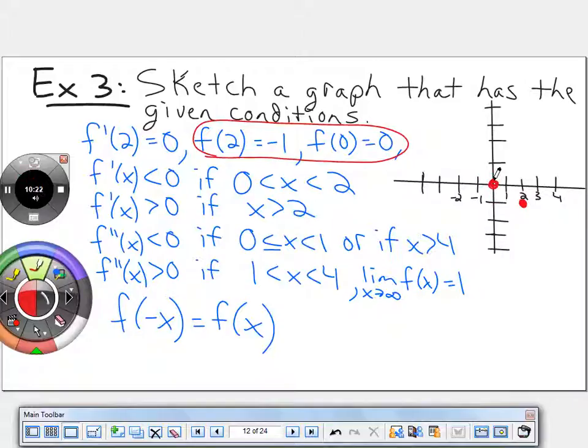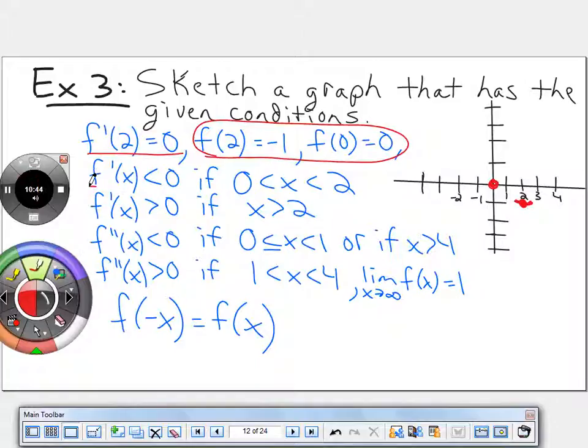And then you just kind of go from there. So, like f prime of 2 equals 0. At least we know right here at 2, it somehow levels out. So it's going to level out there because the slope of the tangent line is equal to 0. That's what the first derivative is right there at 2.